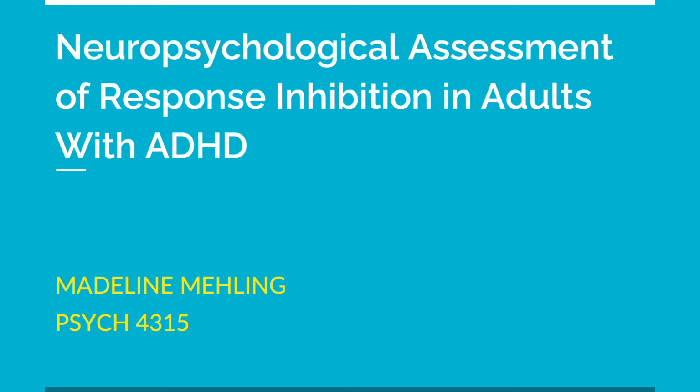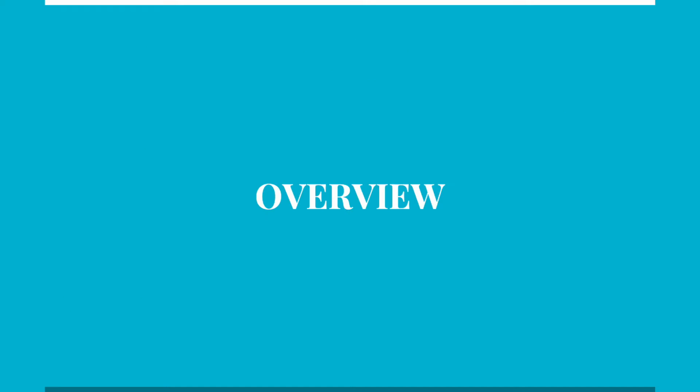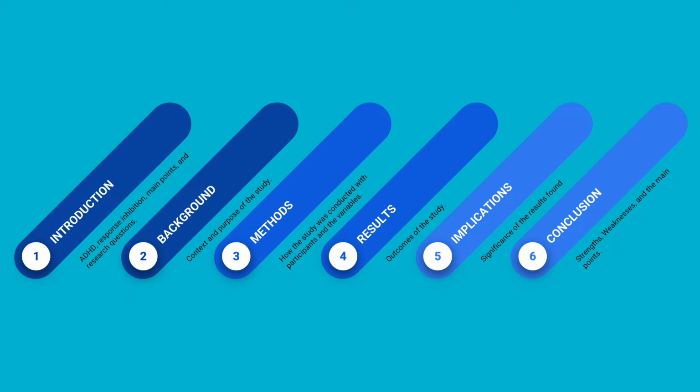I will be doing my presentation over neuropsychological assessment of response inhibition in adults with ADHD. So first we're going to do an overview of the entire presentation. First, we're going to go over the introduction, background, methods, results, implications, and conclusions. The article reviewed today is Neurological Assessment of Response Inhibition in Adults with ADHD by Epstein et al. Each section of the presentation will go deeper into details of the study.